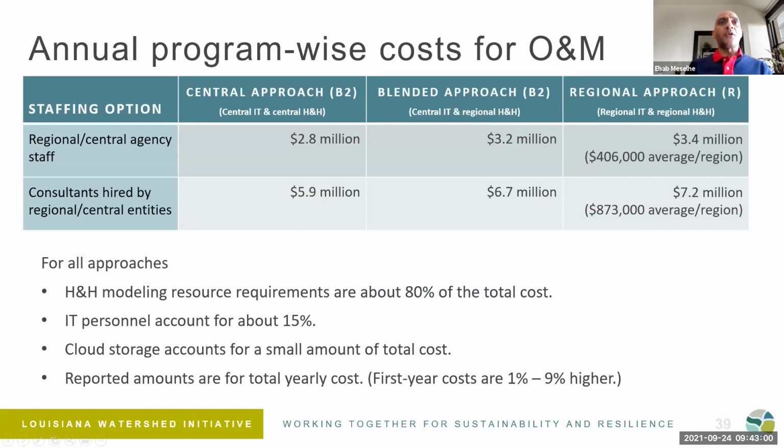So this is a summary. All the details by region are included in the report because not all the regions are the same. But on average, for a staffing option to be done by the actual personnel from the regional or the central entity agencies, the central approach will cost about $2.8 million a year. That's for all 8 regions, so it's roughly $350,000 per region. If we assume they are uniform, and they are not, the average will be about $350,000 a year. The blended approach is a little bit more, 3.2 million, which is roughly $400,000 a year per region. And then the regional approach is 3.4 million, which is a little bit more, $406,000 to be exact, average per region.